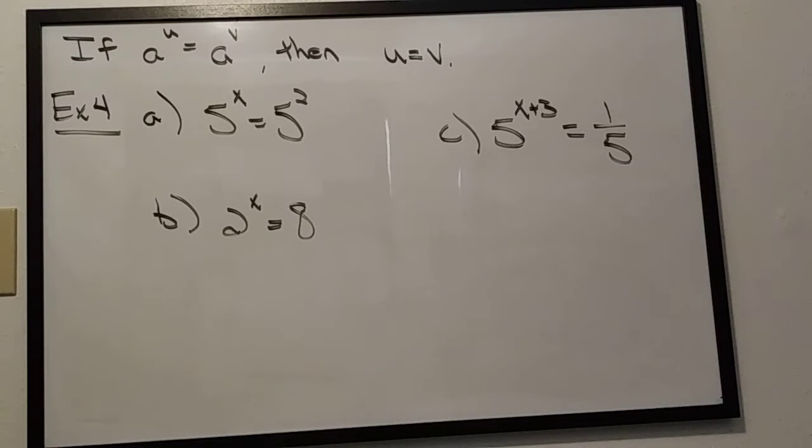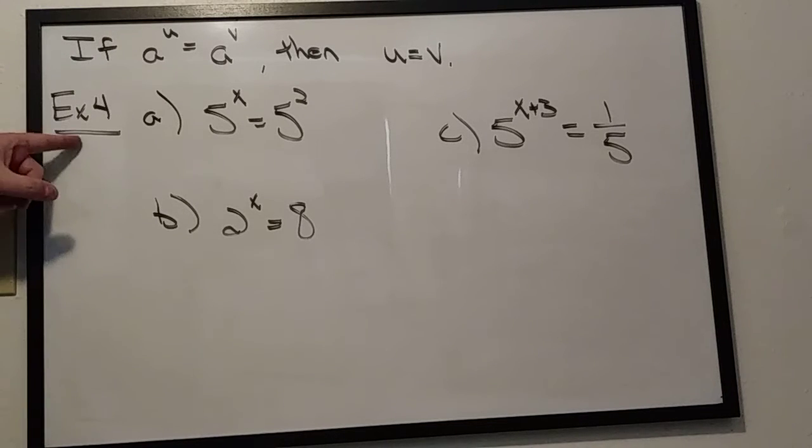The other comment then is that this is actually just a different way of saying that this exponential function y equals a to the x is 1 to 1. So because exponential functions are 1 to 1, we can say that if a to the u is equal to a to the v, then u has to equal v. So we can use that then for problems like example 4.